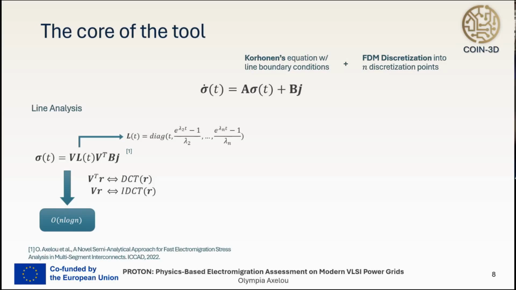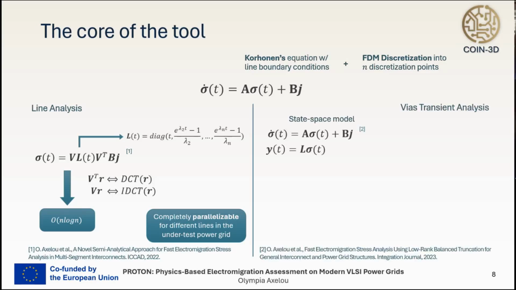Now, on top of that, this method is completely parallelizable for the different lines in a power grid. So this enables the use of multiple threads for complete power grid EM analysis. And now, if we want to specifically calculate and see the transient response of a specific point, we have the point analysis, in which Proton calculates the specific transient analysis of a specific point.